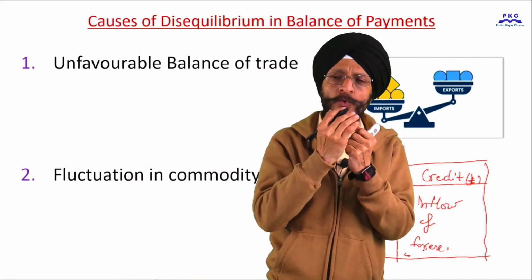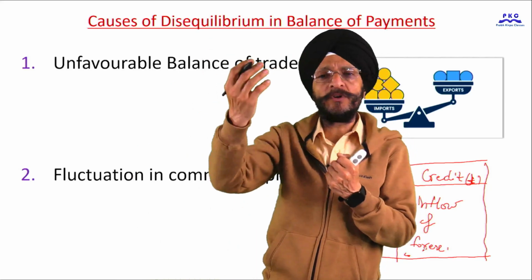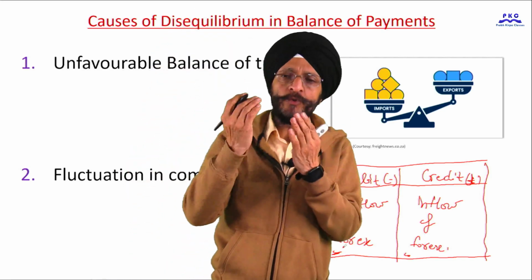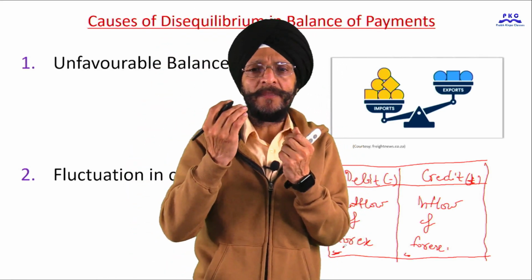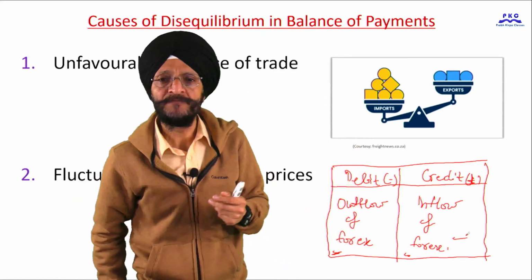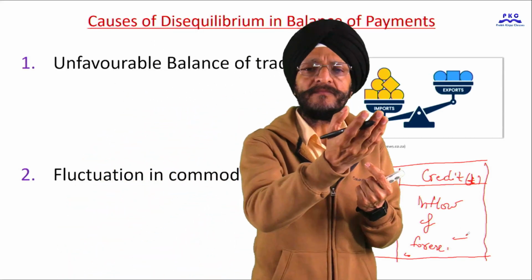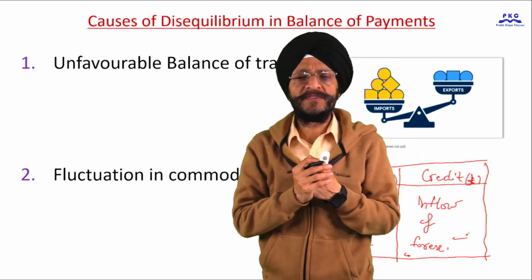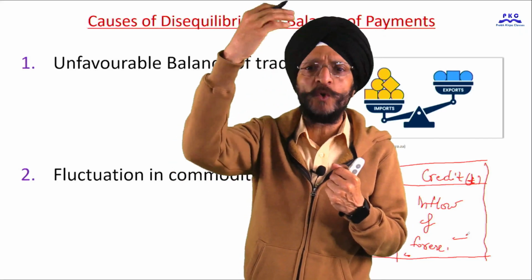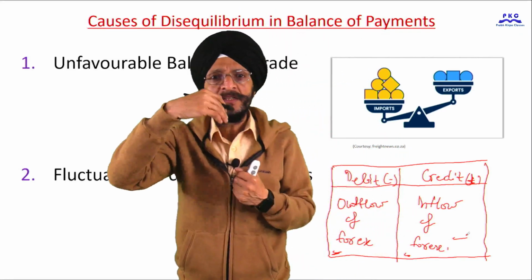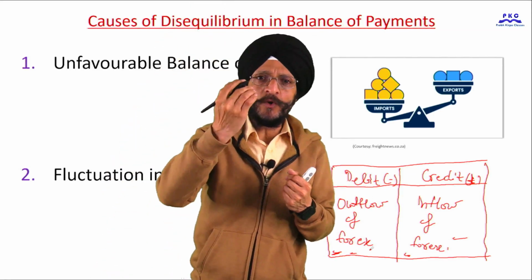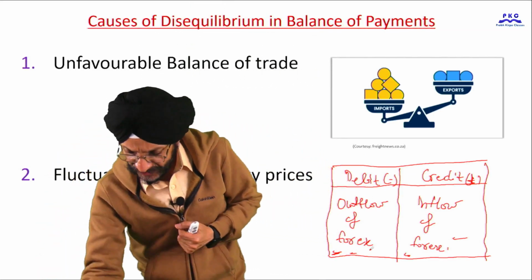If we import goods and services, we have to pay foreign exchange, so these are recorded on the debit side. If we receive unilateral transfers from abroad, that is, we are receiving foreign exchange, these are recorded on the credit side. If we are giving unilateral transfers, that is sending aid, donations or gifts to other countries, then there is outflow of foreign exchange. If we are receiving a loan, then it is inflow.